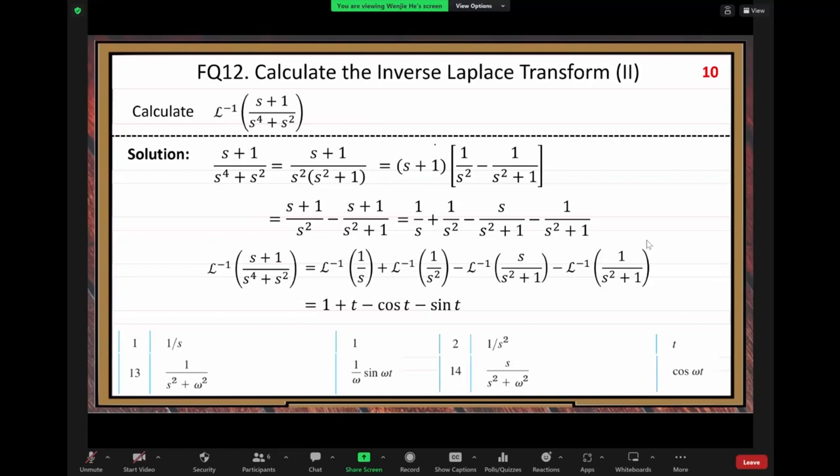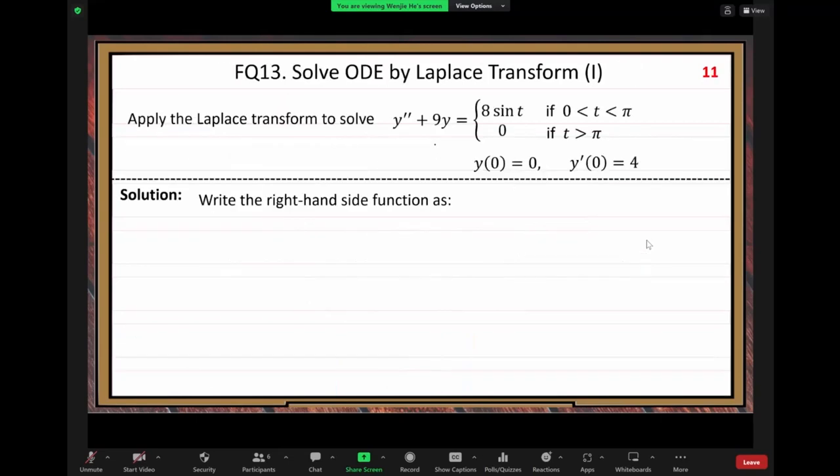Then, number 4. We need to solve an initial value problem. The right-hand side function is a piecewise function. We need to write it in a friendly form, friendly to Laplace transform, using the Heaviside function.